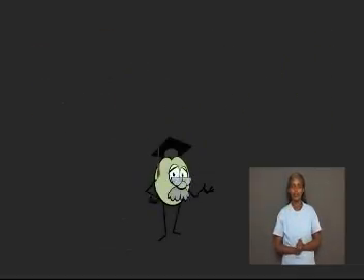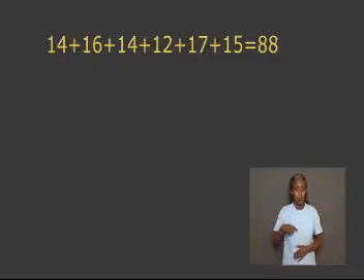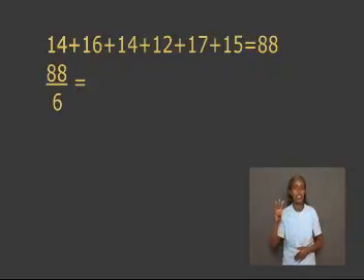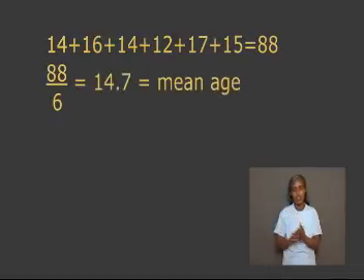Time's up. Let's get back to our lesson. Hello again, students. I hope you enjoyed that activity. To find the mean age of these students, we add together all the ages and divide this sum by 6, the number of students. The answer to this question is 14.7.